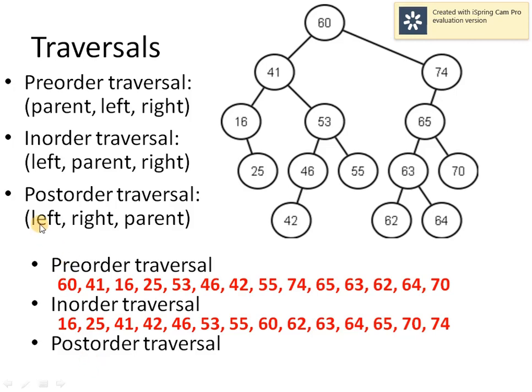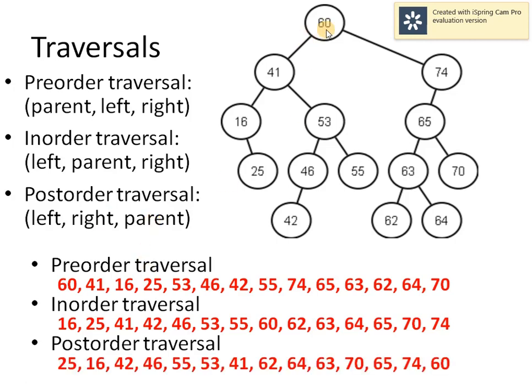Post-order means we have to visit the left subtree first, followed by the right subtree, and then lastly we can visit the parent. So for the given tree, again we have to start with the root. It is a parent, move to left. 41 is parent, move to left. We reach 16. 16 is parent, move to left, but its left is null.